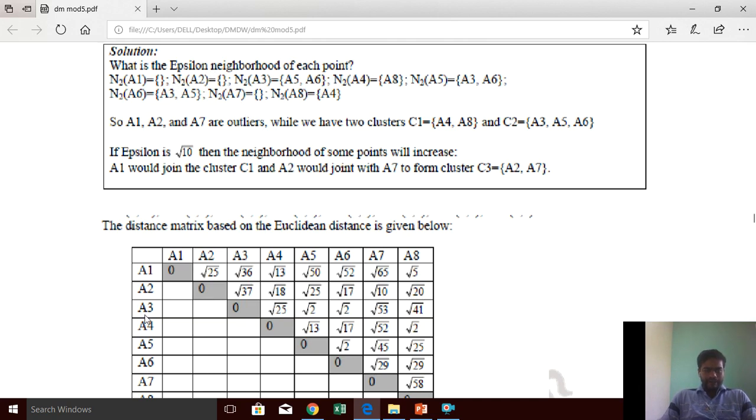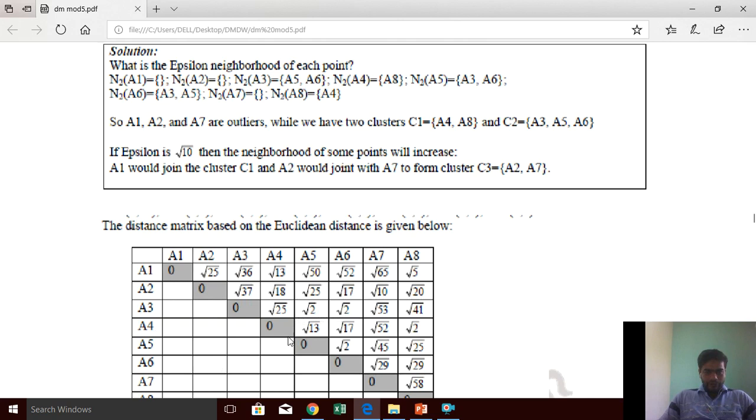Now coming to A3. Draw a circle for A3 with a radius of 2. A3 to A4 is root 25, which is more than 2, so it will not come, but A5 and A6 are root 2. The value of root 2 is 1.41, which is less than 2. So A5 and A6 will come in the neighborhood of A3. If I draw a circle for A3 with radius equal to 2, A5 and A6 will come within that, because they are at a distance of root 2 each.